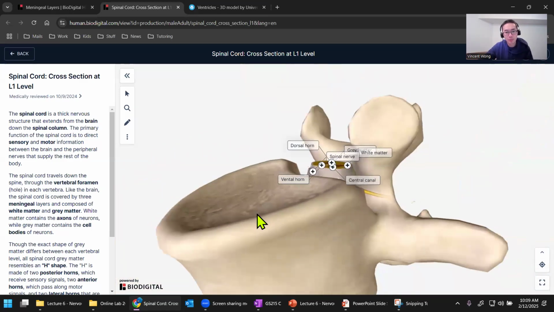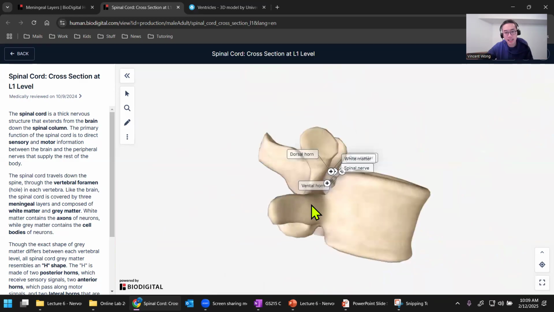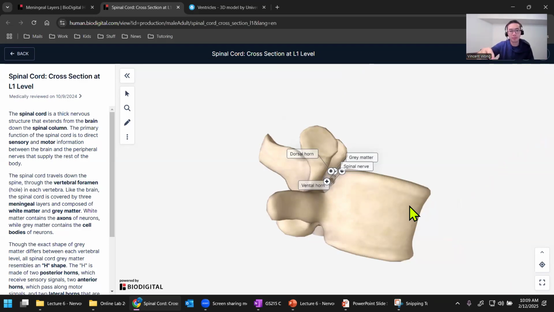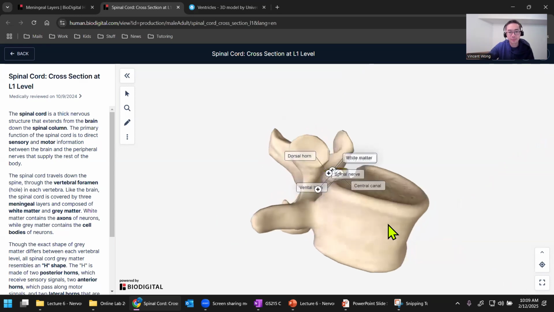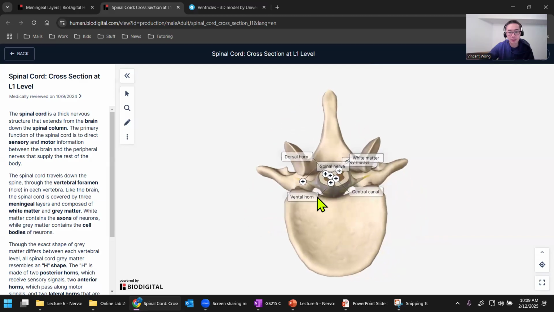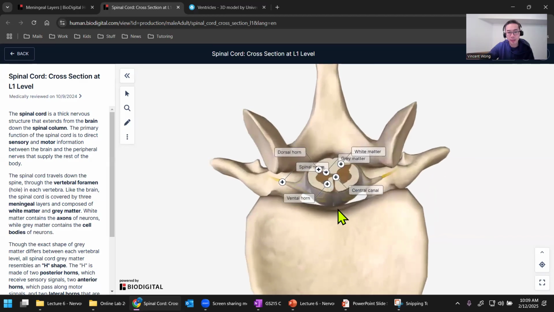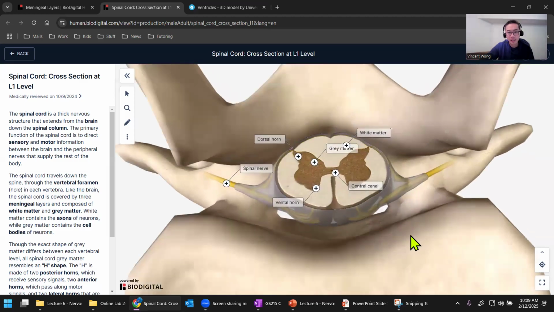So let me just zoom out first. What you're looking at is a chunk of your backbone. Your entire backbone is basically a bunch of these things stacked together, one on top of the other. Each one of them is called vertebrae. Okay, vertebrae. And at the center of the vertebrae, you will have the spinal cord nicely tucked in there.